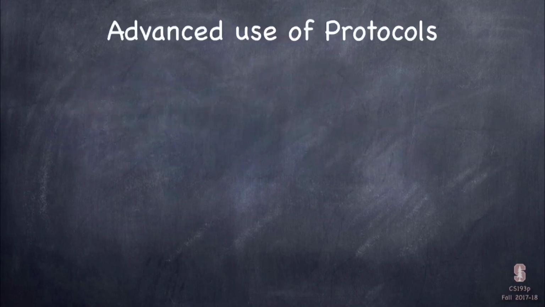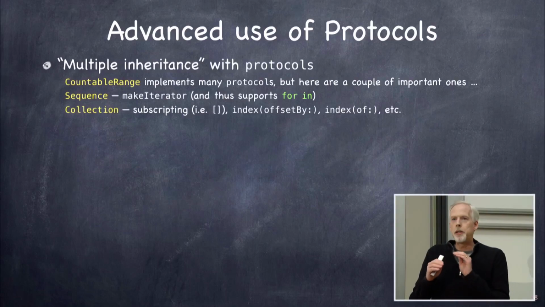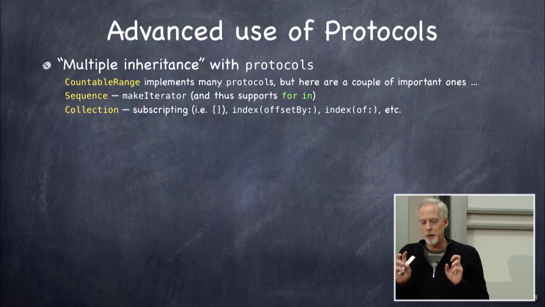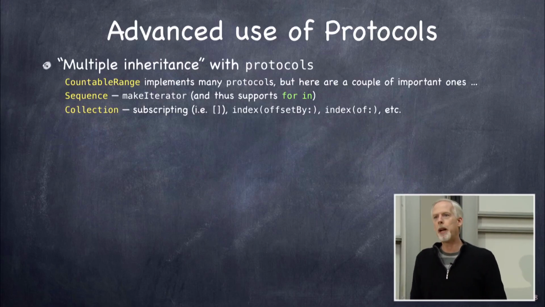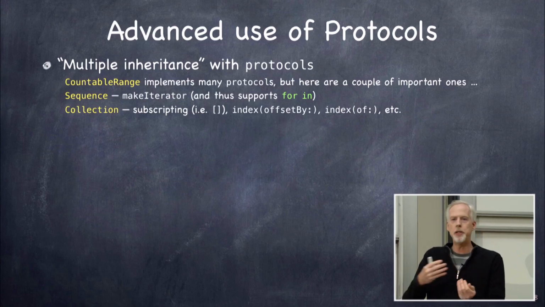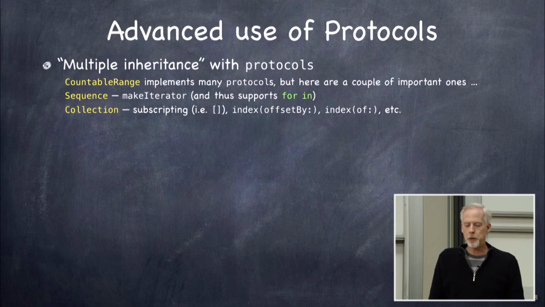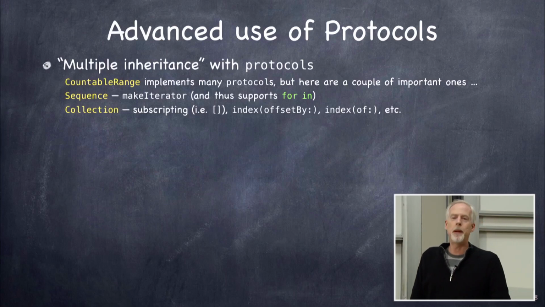All right, here's the demo. Okay, let's talk a little bit about this multiple inheritance kind of trick. Consider countable range. Remember countable range, 0, ...less than something, creates this countable range of ints from 0 to that thing minus 1, okay? Countable range implements a lot of protocols. If you go look at countable range, it implements, I don't know, probably 12 or 15 different protocols.